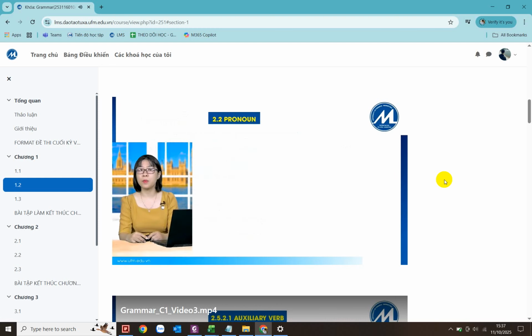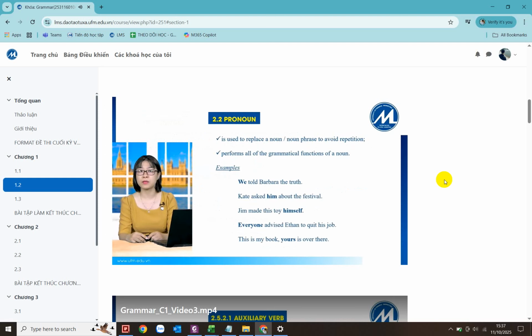The second type of word is pronoun. So what is a pronoun? A pronoun is used to replace a noun or a noun phrase to avoid repetition. It performs all the grammatical functions of a noun. Please look at the highlighted pronouns in the following sentences.